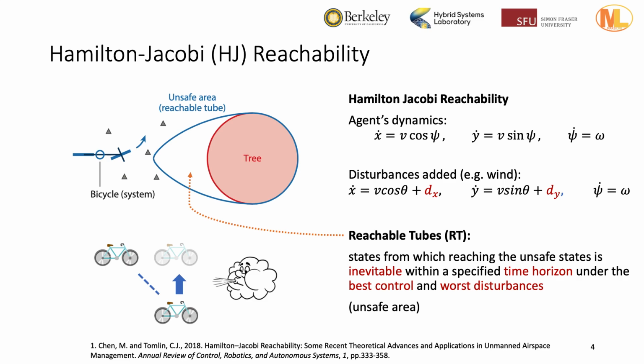We hope to solve this problem by generating good training data using Hamilton-Jacobi reachability. HJ reachability is a formal method widely used in robotic safety. It uses a first-order differential equation to describe the robot's dynamics, and disturbances can be added to account for uncertainties in the world, like wind. In HJ reachability, we focus on computing reachable tubes to quantify the unsafe area within some time horizon that the agent has to avoid in order to guarantee safety.